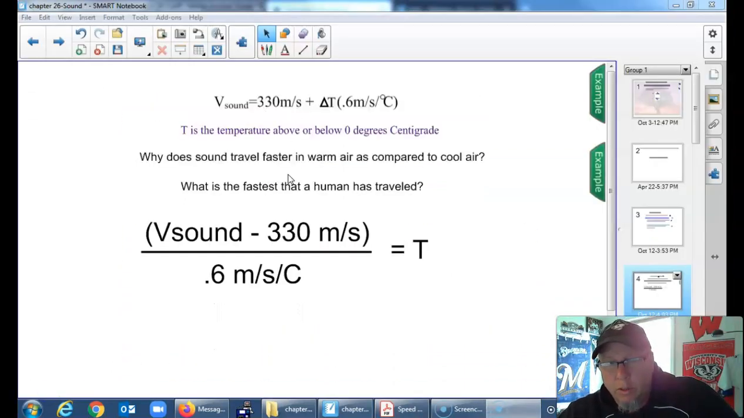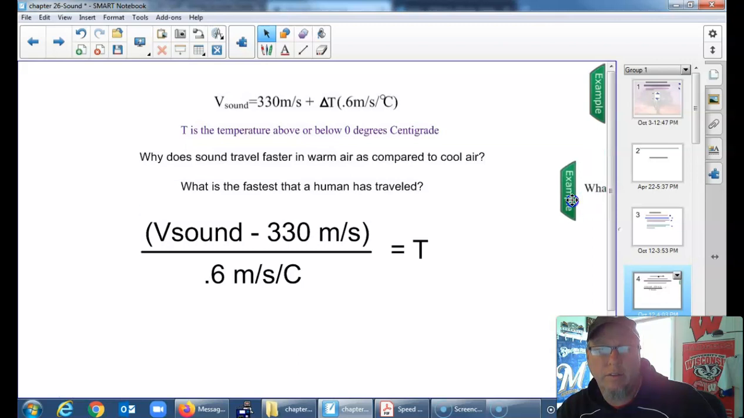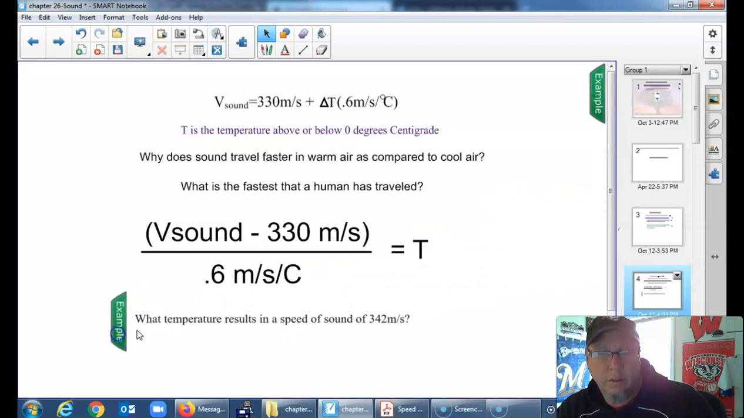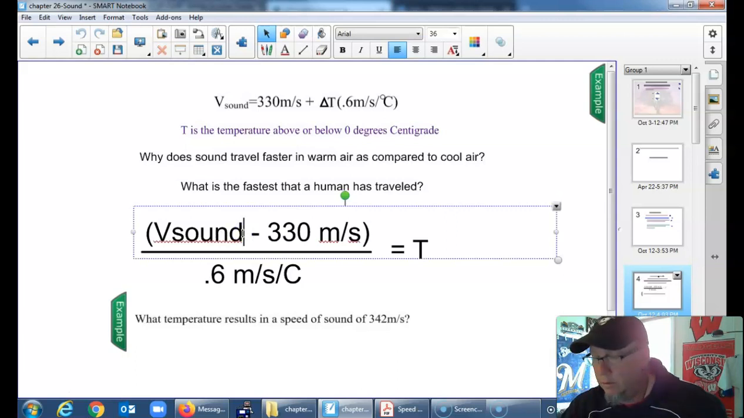So if I take this formula and do some algebra on it to rearrange it, I would get a formula that looks like this. And basically, instead of trying to figure out what the velocity of the sound would be, this is going to tell me what the temperature is. So the problem that I'd be trying to solve would look like this. What is the temperature that results in the speed of sound if the speed of sound is 342? So if the speed of sound is going to be 342, that's this number right here. So basically all I'd have to do is take that number and put in my 342 meters per second.